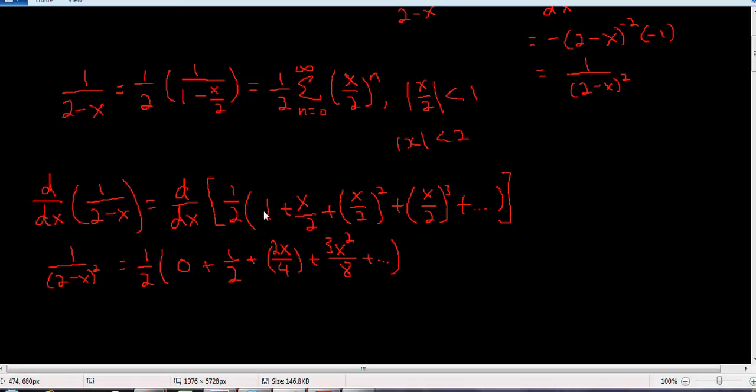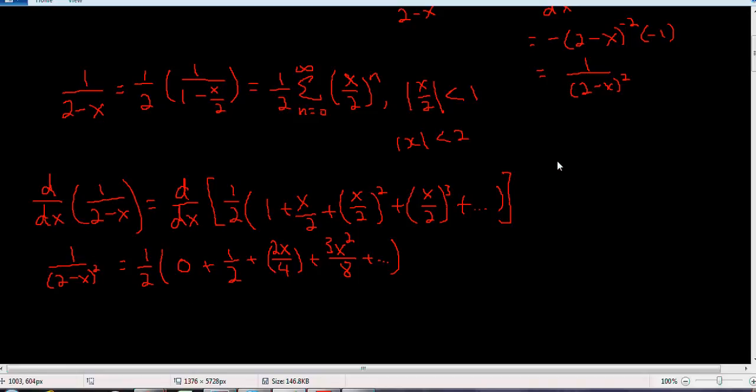So notice what happened here. With the n equals 0 term, the 1 became a 0. For the n equals 1 term, x over 2 became 1/2. Well, this one's x squared over 4, right? So I left the 1 over 4, and then the derivative of x squared is just 2x. And same thing over here, 3x squared is the derivative of x cubed, and it's all over 8, because that's the constant. Sorry if it looks like I jumped a step there, but it is the derivative if you take the derivative.